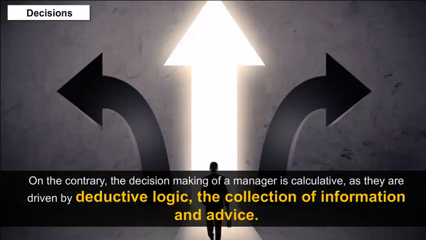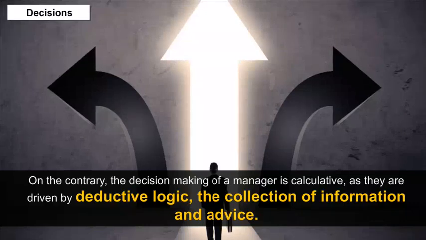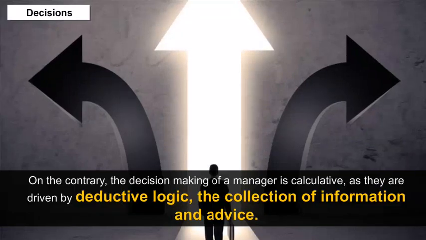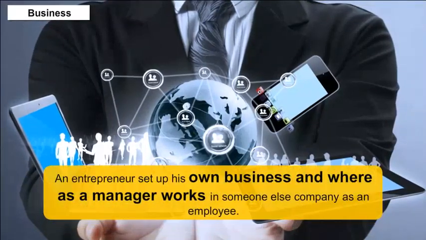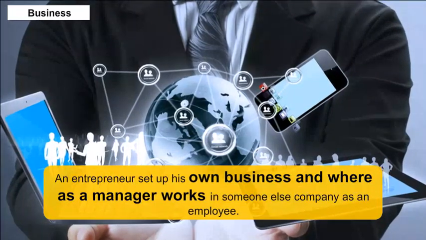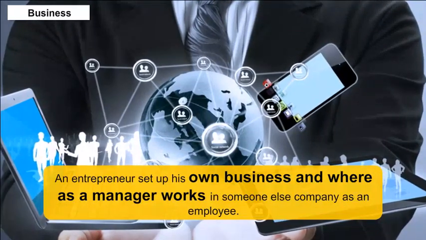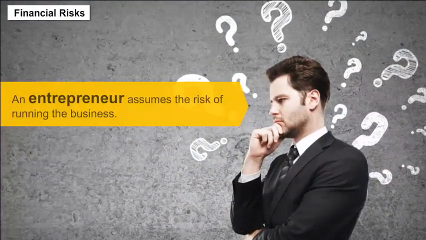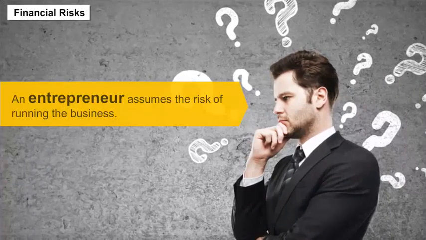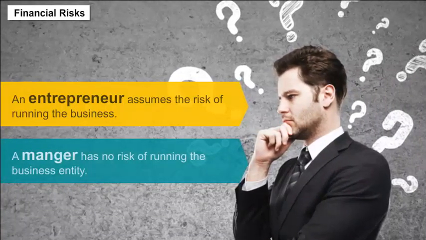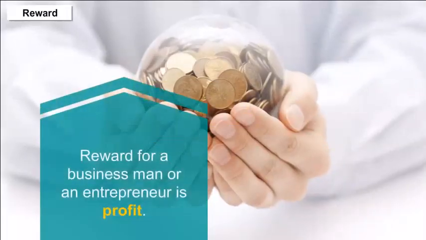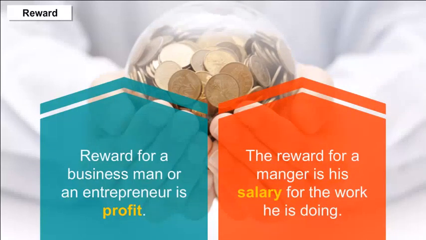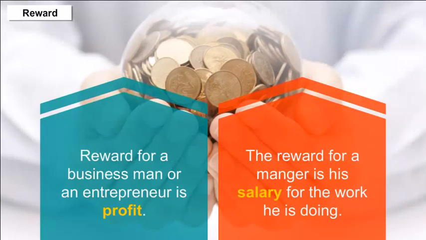On the contrary, the decision-making of a manager is calculative, as they are driven by deductive logic, the collection of information and advice. Business. An entrepreneur sets up his own business, whereas a manager works in someone else's company as an employee. Financial risks. An entrepreneur assumes the risk of running the business. However, a manager has no risk of running the business entity. Reward. Reward for a businessman or an entrepreneur is profit, but the reward for a manager is his salary for the work he is doing.